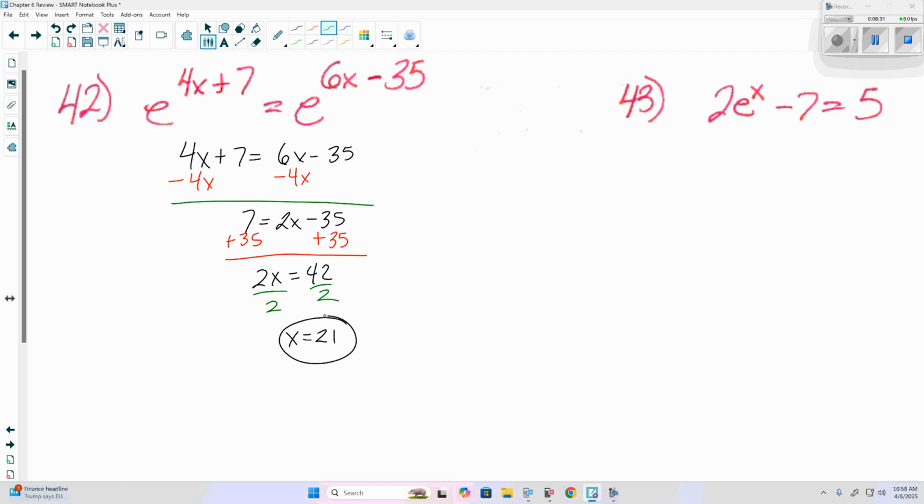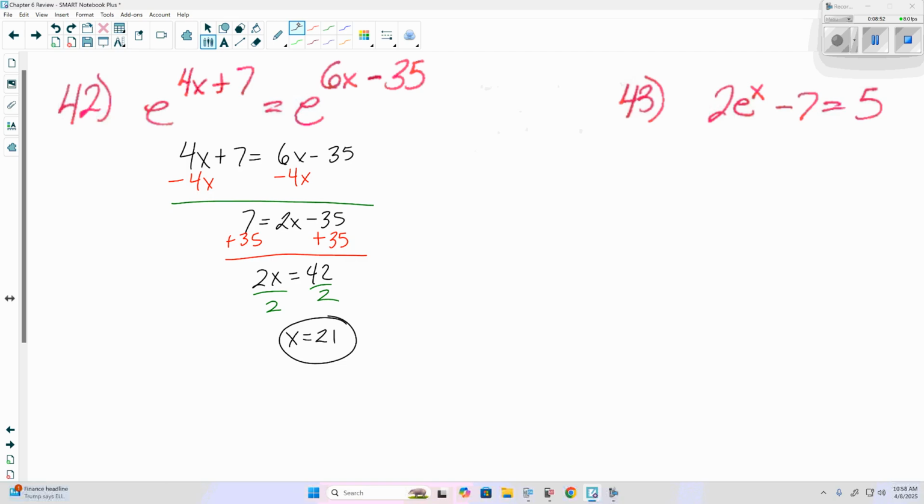Since the bases are the same, the exponents have to be equal as well. So we set them equal to each other and solve. Let's look at 43. 43: 2e to the x minus 7 equals 5.